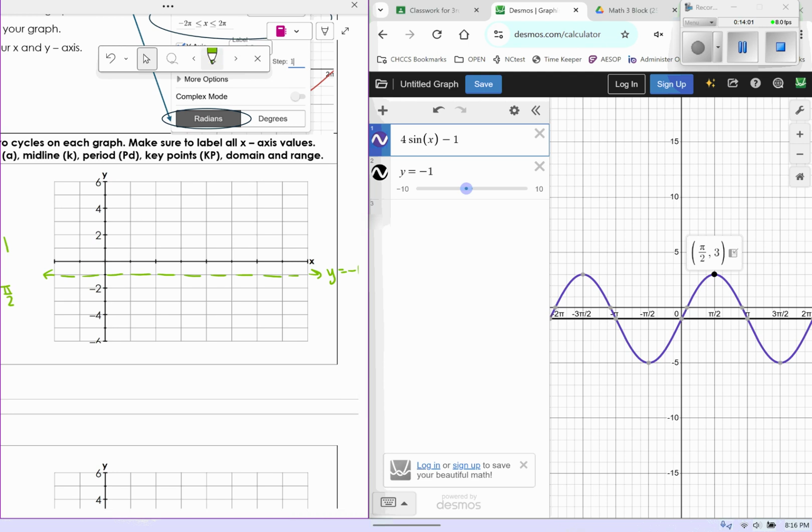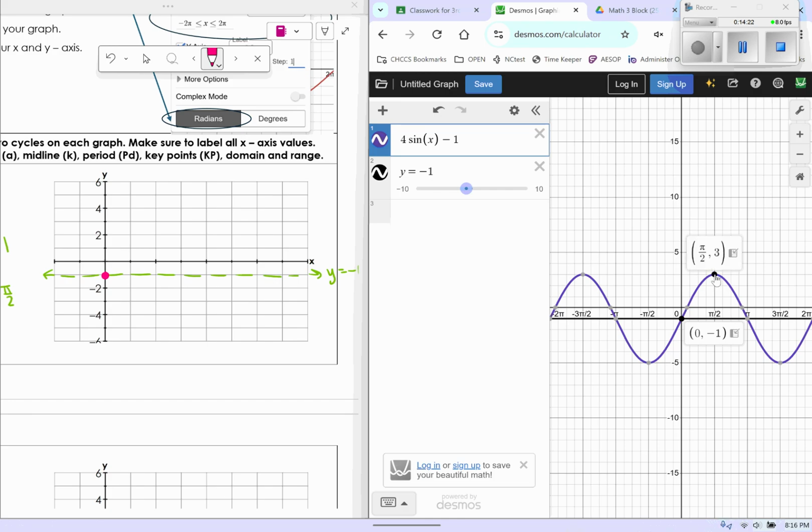If I follow this over, let's start at the y-axis. We're starting at 0, negative 1. So 0, negative 1 is right here. Then the next point we have is pi over 2 and 3, because we're graphing just where it crosses the midline and the maximums and the minimums. So the next place that it hits is pi over 2, 3.